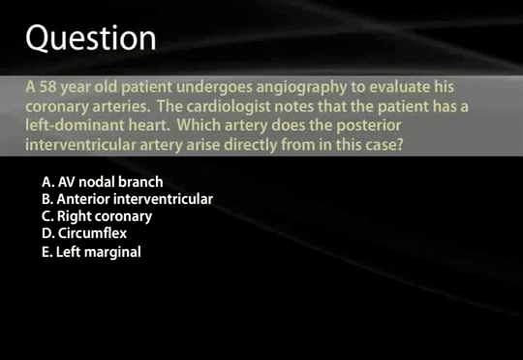Let's do a question. A 58-year-old patient undergoes angiography to evaluate his coronary arteries. The cardiologist notes that the patient has a left dominant heart. Which artery does the posterior interventricular artery arise directly from in this case?